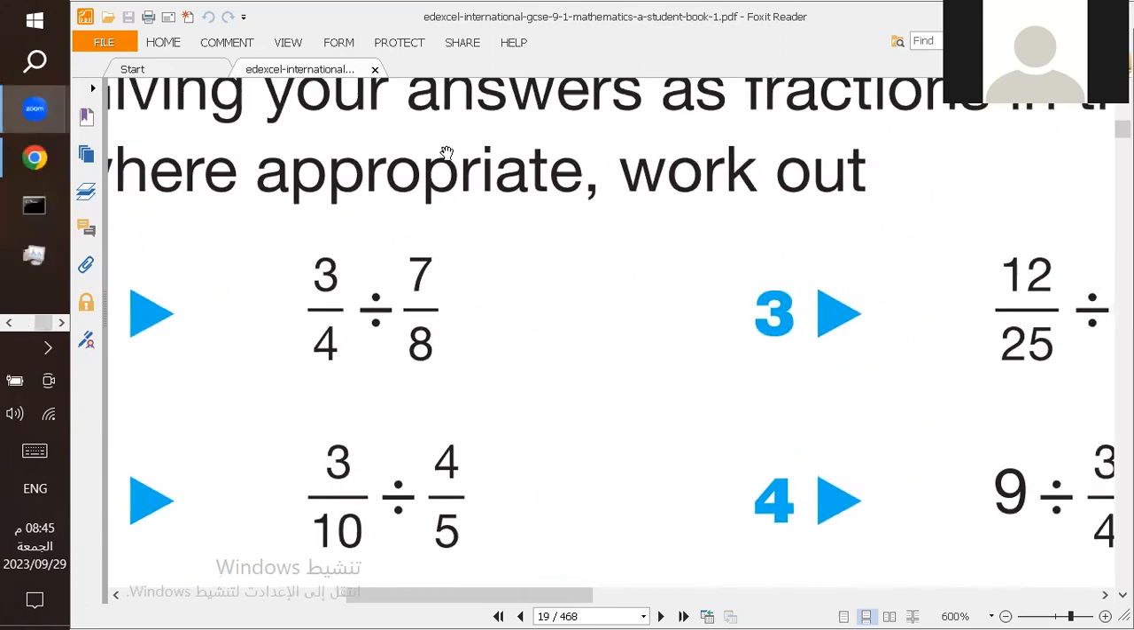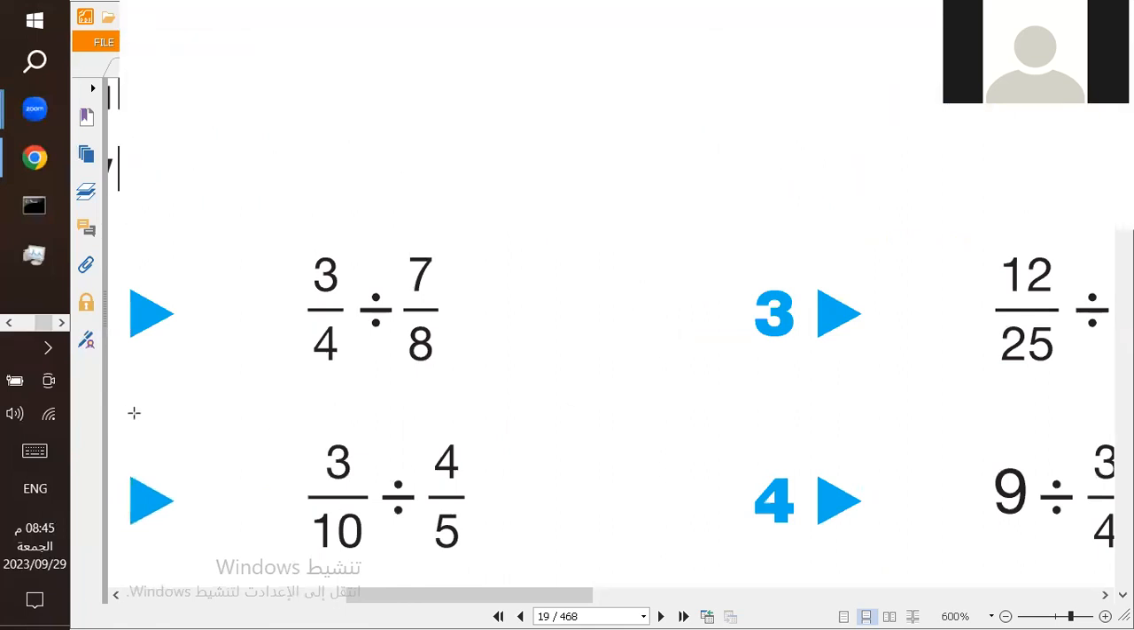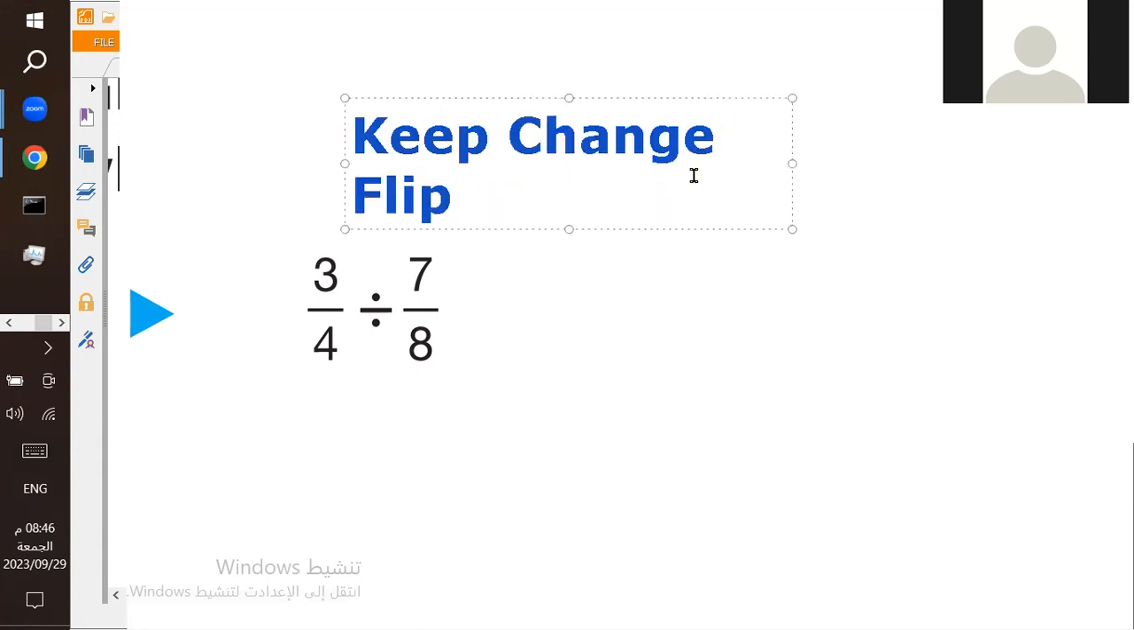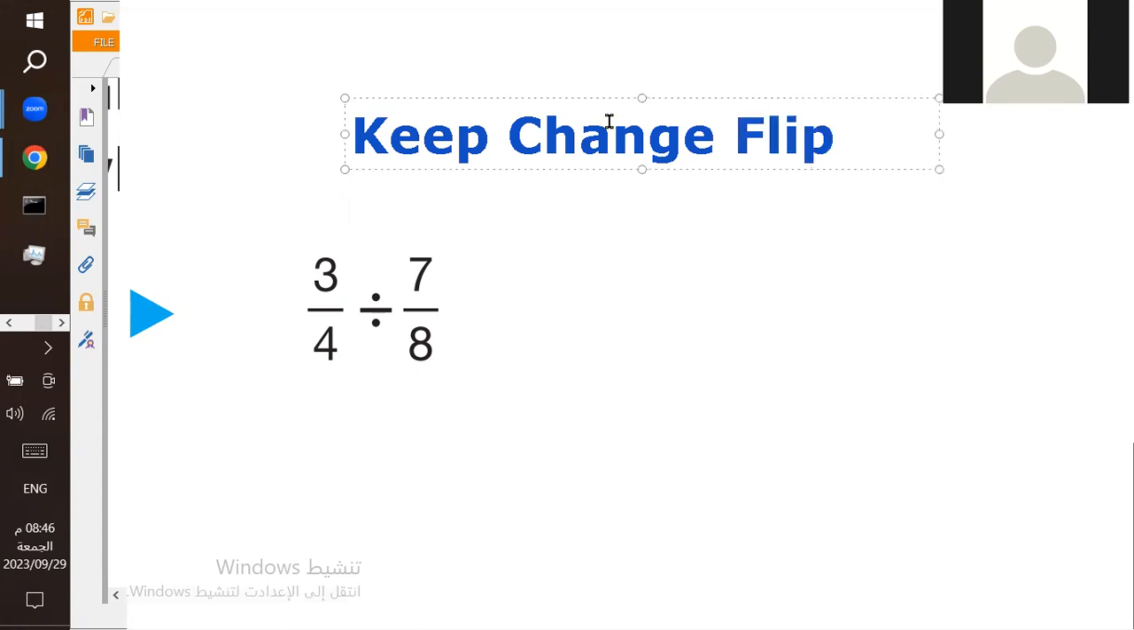Let's write the rule here. Let me first cover these, because this rule is going to help you with all the dividing questions. The rule says keep, let's make it big, keep, change, flip. Okay. Keep change flip. Keep what? Change what? Flip what? Okay. That's what you need to know.